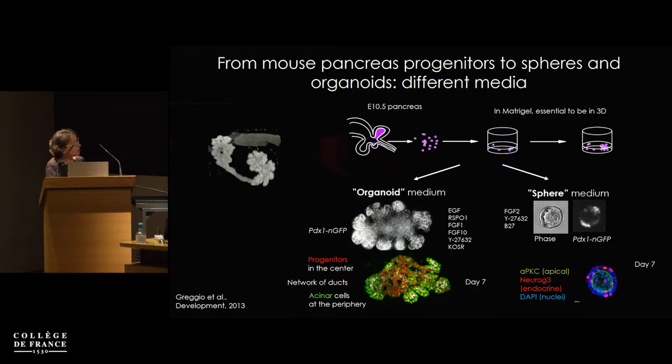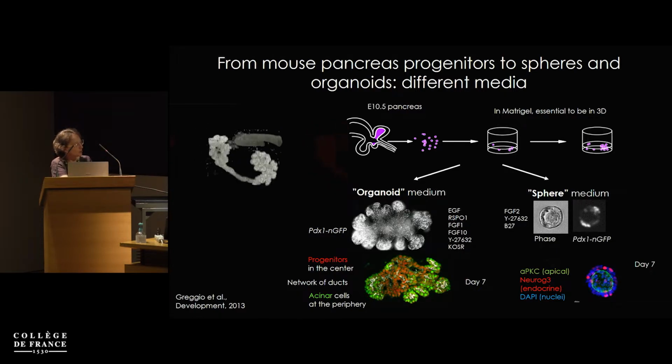However, what we can recapitulate is the branching patterns. We can recapitulate the differentiation of cell types with progenitors that remain more in the center, lining a big ductal network that you see in white here. It doesn't look connected because it's a section, but if you look in 3D, it's all connected eventually. Acinar cells at the tips, and a few endocrine cells in the system. In the sphere medium, we have essentially progenitors, and we recapitulate the differentiation into endocrine cells more efficiently than acinar cells, very few acinar cells.